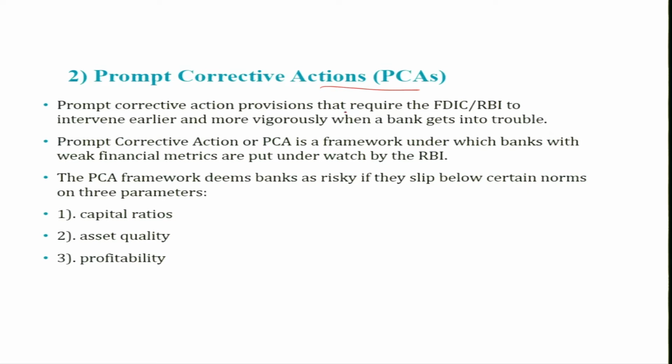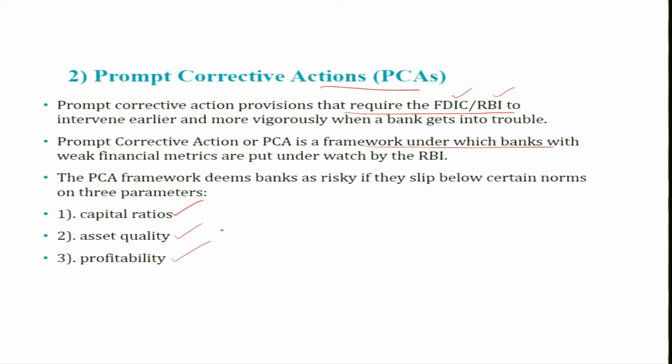So, prompt corrective action provisions require, in the case of the US the FDIC, in India the RBI, to intervene earlier and more vigorously when a bank gets into trouble. PCA is a framework under which banks with weak financial metrics are put under watch by the RBI. The PCA framework deems banks as risky if they slip below certain norms on three key parameters. One is capital ratios, which you are already familiar with from the previous session, that is, capital adequacy. The second is asset quality, and the third is profitability.